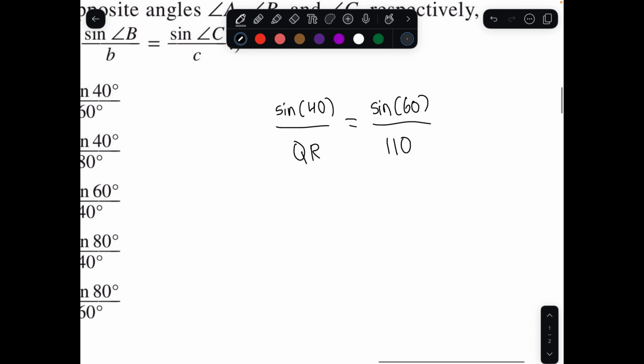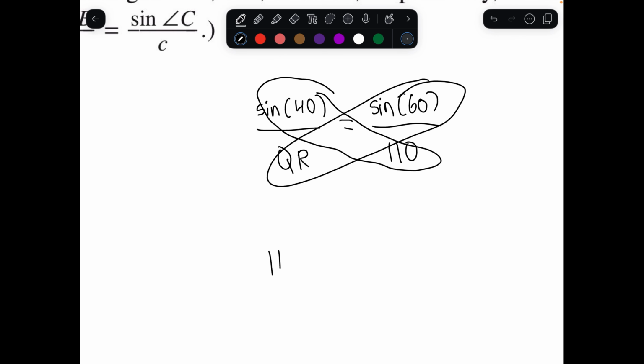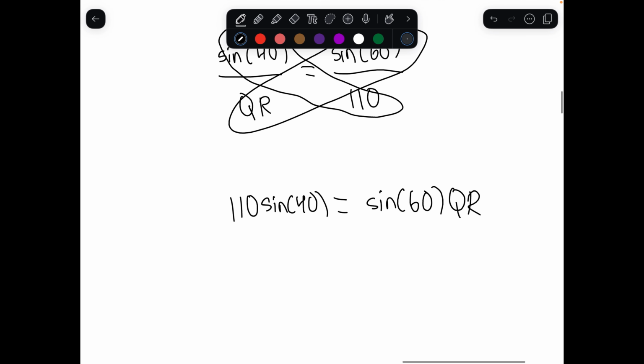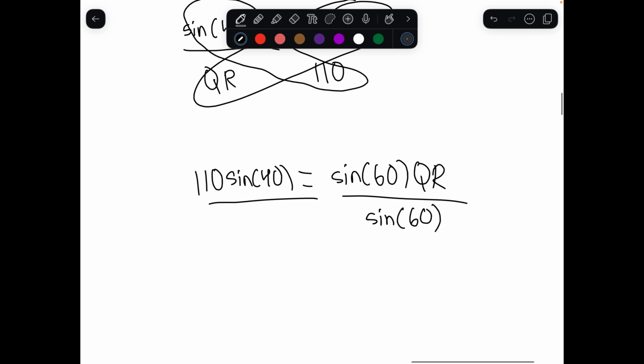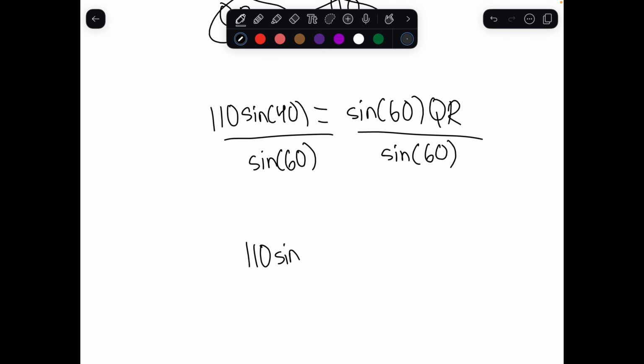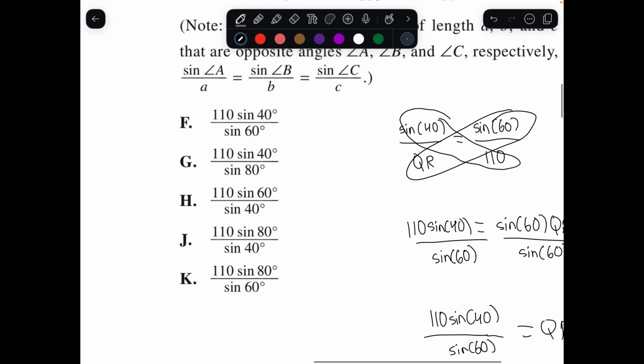And now we can just solve for QR by cross multiplying. 110 sine 40 equals sine 60 QR. And now we're solving for QR, so divide by sine 60. You get 110 sine 40 over sine 60. And that's QR. This matches answer choice F.